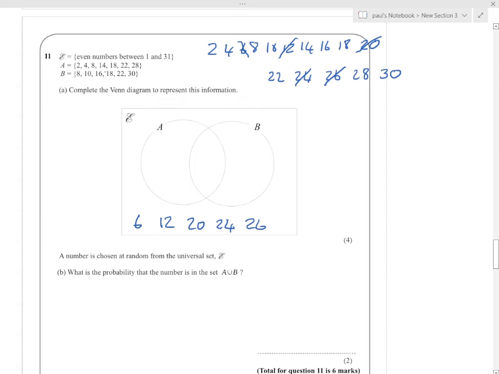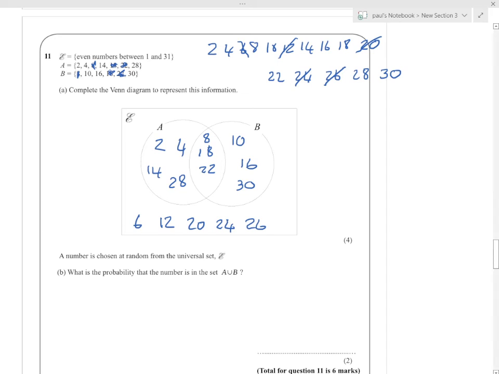So are there any that are in both? So 8 is in both. So that's there. Cross that, cross that. 18 is in both. Cross that, cross that. 22 is in both. So cross that out, cross that out. So these must be the ones that are in A alone. So 2, 4, 14, and 28. And the ones that are in B alone are 10, 16, and 30.